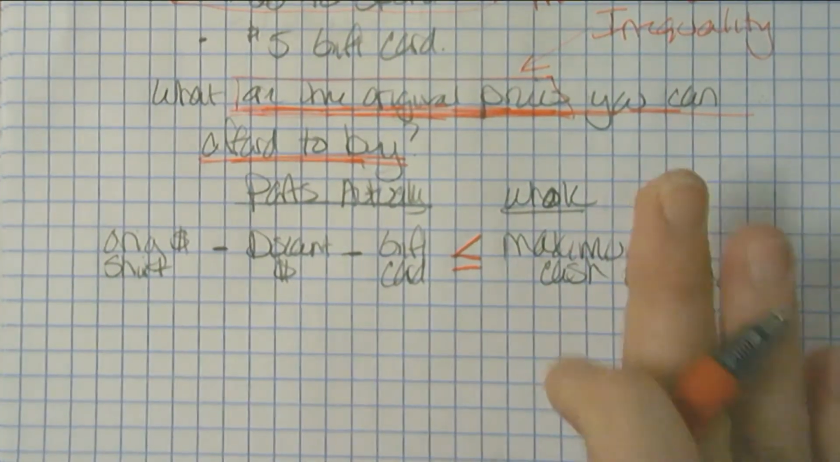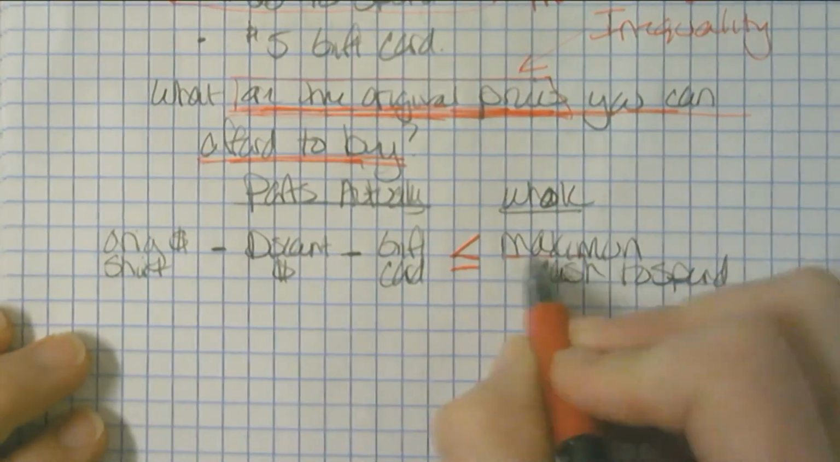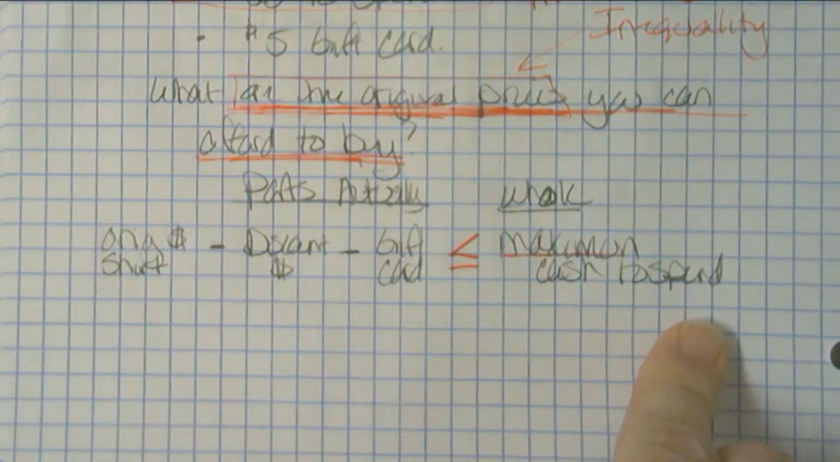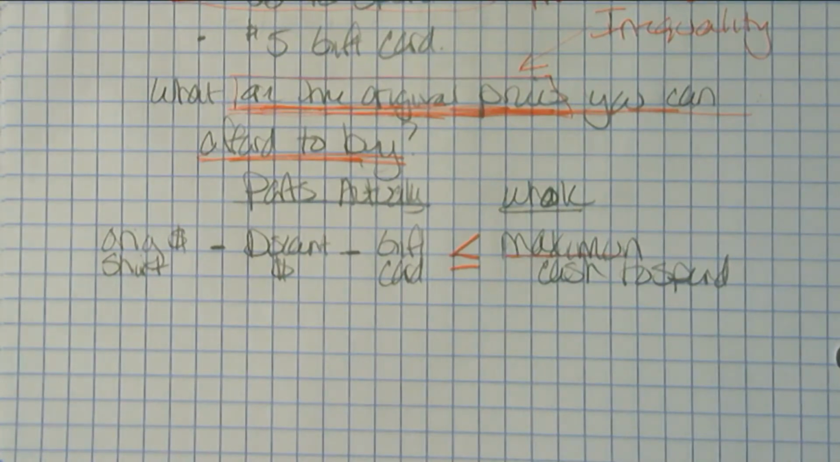So when our whole is a maximum, you notice that I wrote down maximum cash to spend. I just didn't write down cash to spend. Because once I recognize it's a maximum, you're like, oh, that's right, everything we do has to be less than that. That helps you figure out that inequality part.